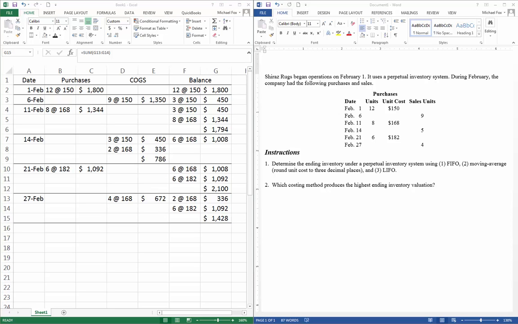So next we'll do it for the average, or the moving average. We'll kind of go through the same process here. So let's see, we'll start with February 1st, and then we're going to make a purchase, 12 at $150. That's going to equal 12 times 150, or $1,800. And our balance will be 12 at 150.